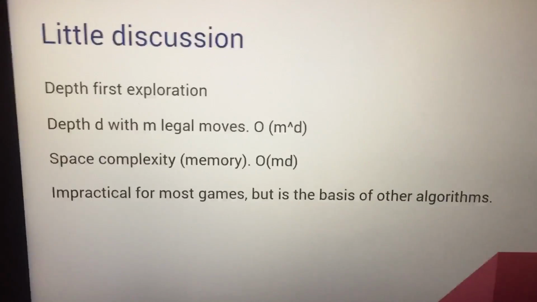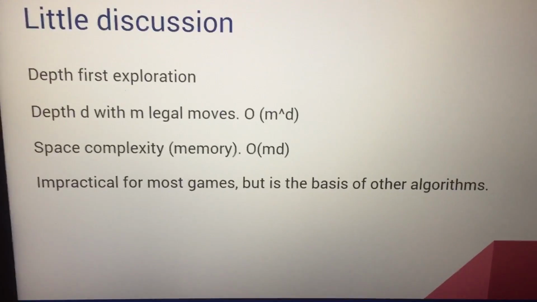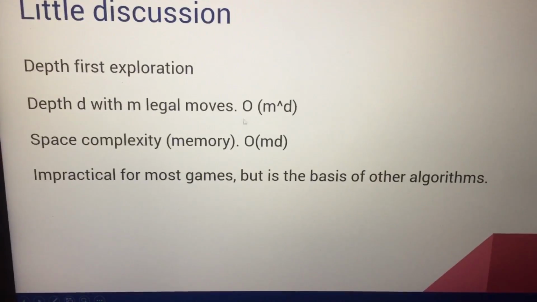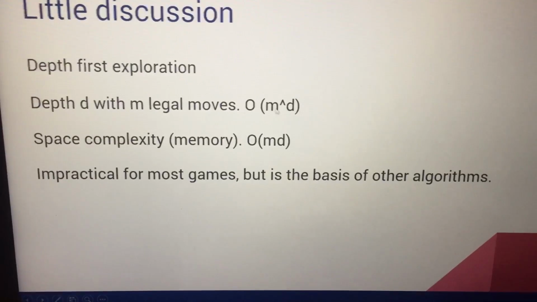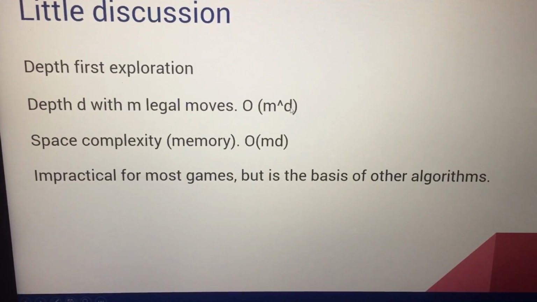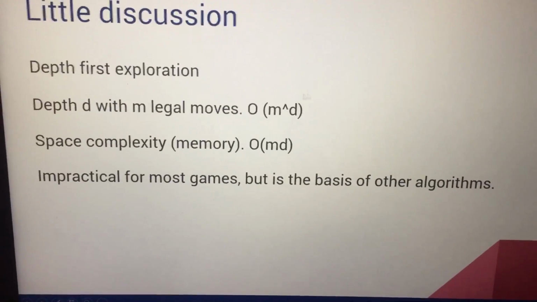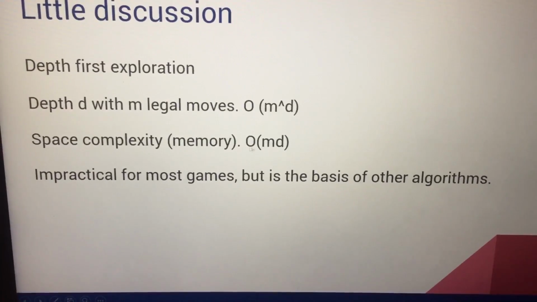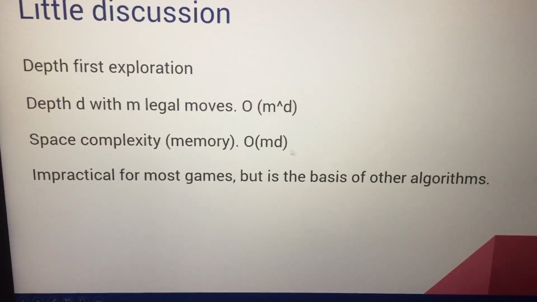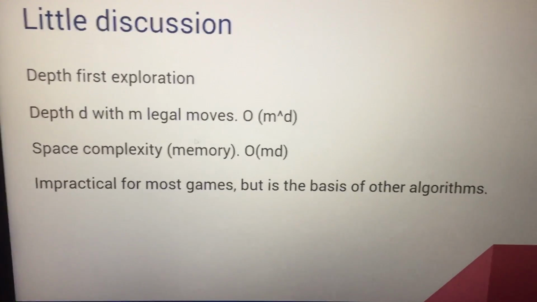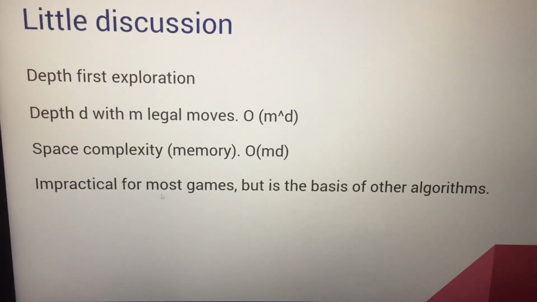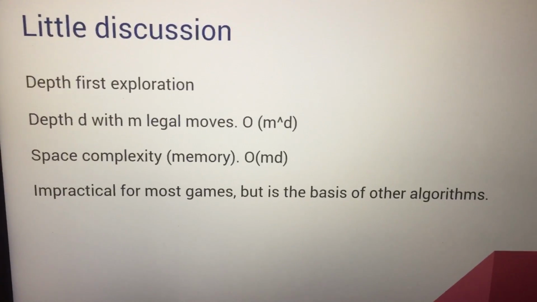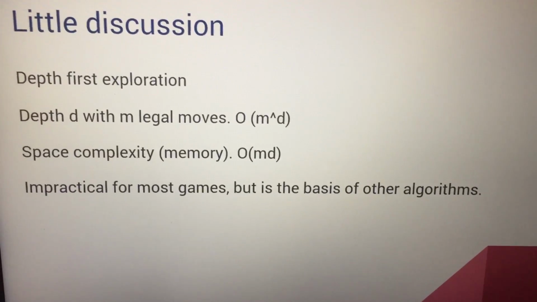A little bit of discussion. Min-max is a depth-first exploration. For depth D with M legal moves, the time complexity can be calculated as M to the power of D, which is a lot, at least in the case of checkers. The space complexity in memory we can calculate by multiplying M and D. And of course, the min-max algorithm is impractical for most games, but it sets the base for other algorithms.